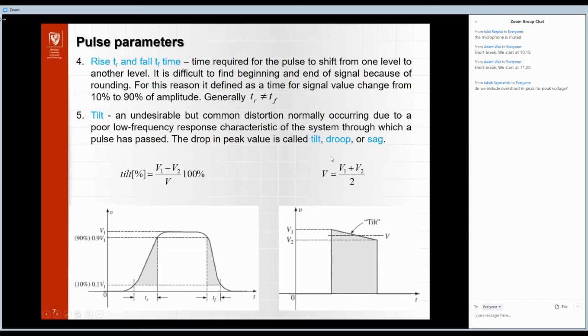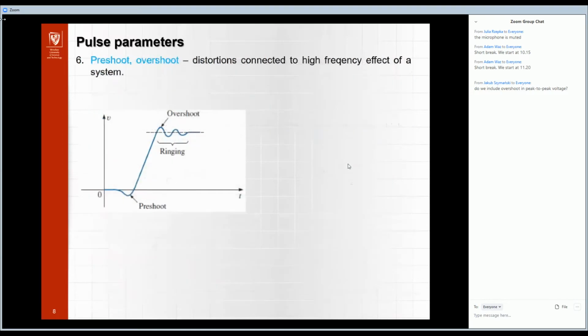And another definition is the tilt. Tilt is an undesirable but common distortion, normally occurring due to a poor low frequency response characteristic. It is also called the drop or sag. And tilt we can describe as a percent value or just a voltage, for example. And this one is the pre-shoot or overshoot distortion, connected to the high frequency effect of the system, because I said we have the parasitic elements.